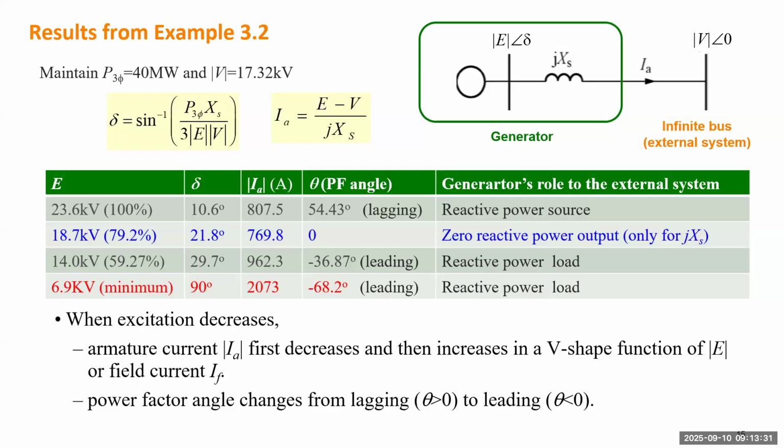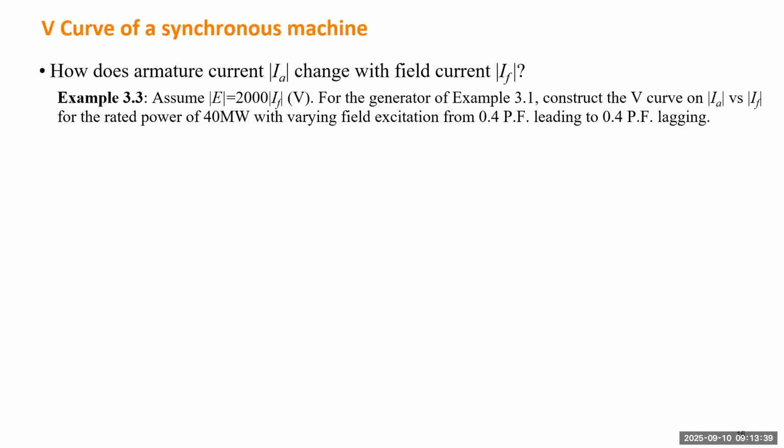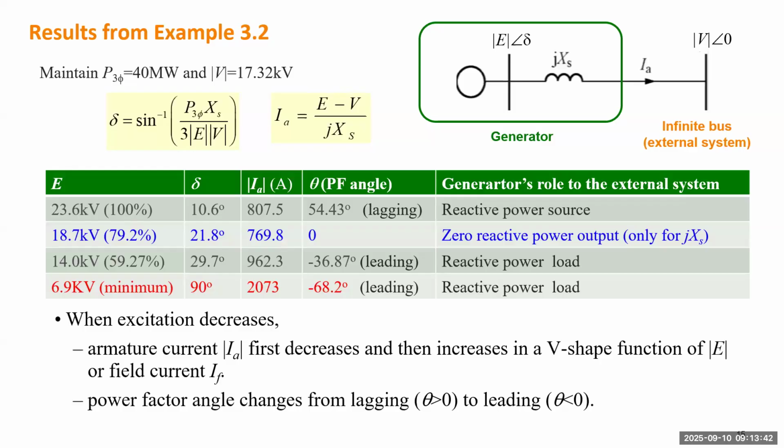So if we decrease the voltage from the initial 23.6 kV until the minimal value, which is 6.9 kV, the delta will keep increasing, and the current will first decrease, then increase. And the power factor angle will change from positive to negative, from lagging power factor to a leading power factor.